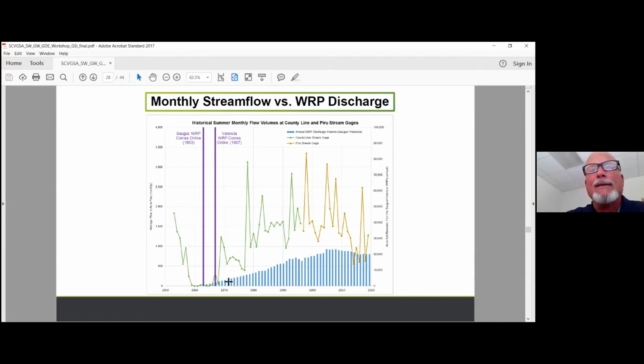You can see that with urbanization, importation of state water, and more water being discharged from the water reclamation plants, there's been a steady increase and then a leveling off, which seems to have a correlation with the gauge data at the county line. It's not the only factor, but there seems to be a correlation there.